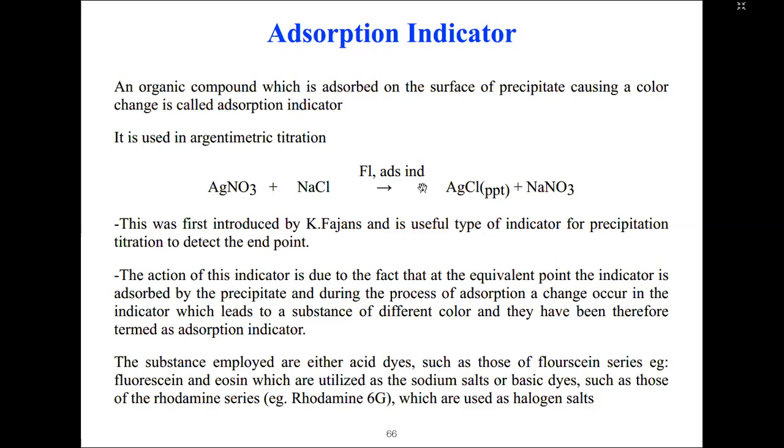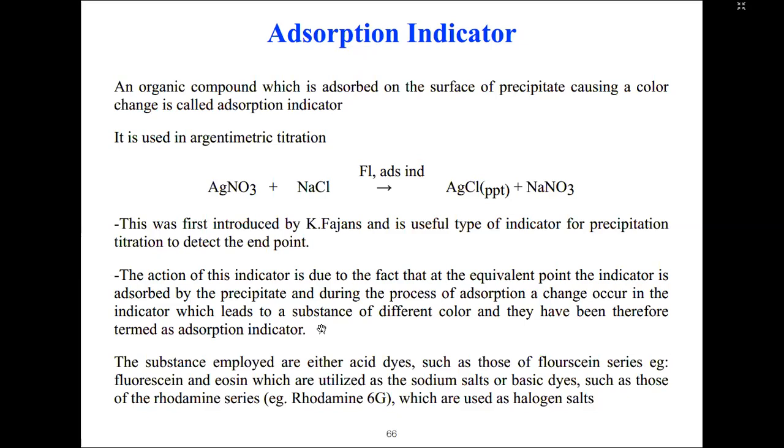Okay. So this was first introduced by Poisson. That's why it is called Poisson indicator. So the action of this indicator is due to the fact that at the equivalent point, the indicator is adsorbed by the precipitate. And during the process of adsorption, a change occurs in the indicator, which leads to a substance of different color, and they have therefore been termed as adsorption indicators.